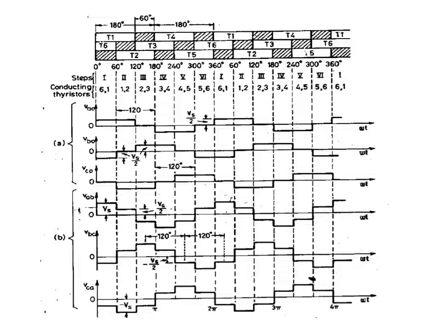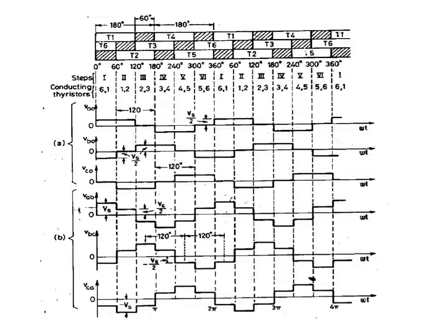The sequence of firing the six thyristors is the same as for the 180-degree mode of operation. During each step, only two thyristors conduct for this inverter, one from the upper group and one from the lower group. But for the 180-degree mode inverter, three thyristors conduct in each step. Now this sequencing can be elaborated by using the equivalent circuit, just similar to the 180-degree mode of operation.